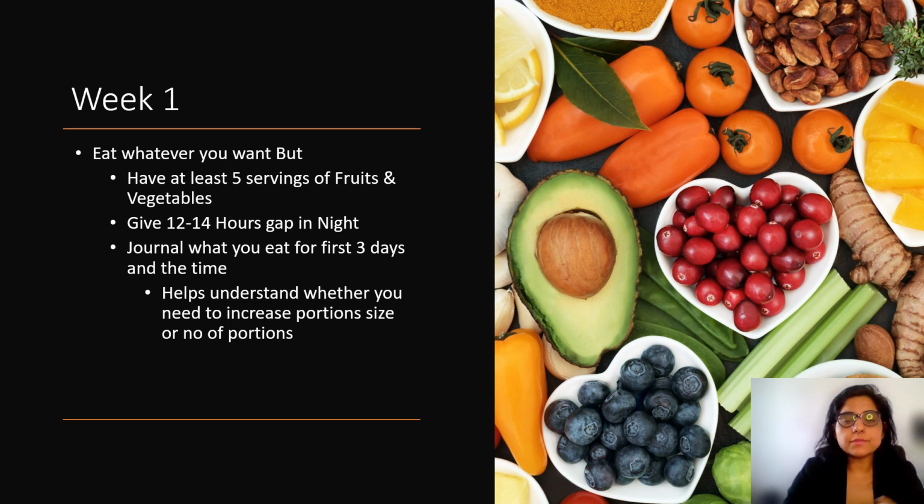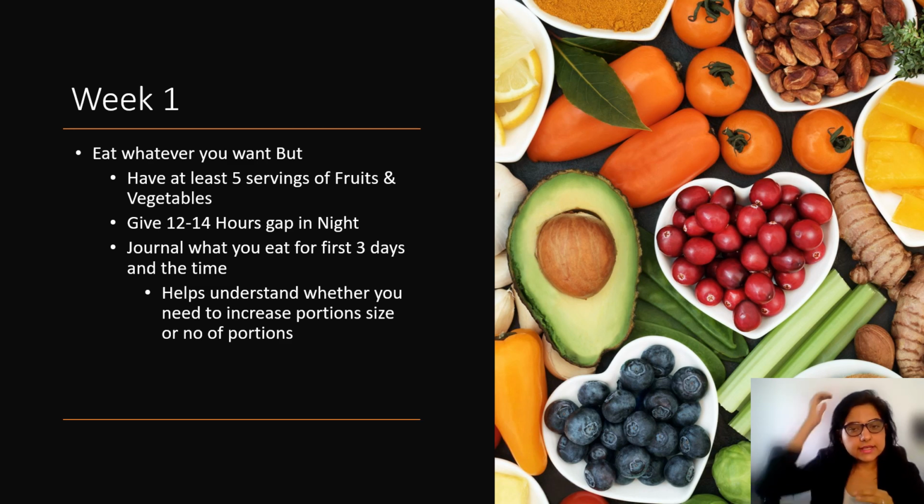Now, let's come to the homework of week 1. So as we discussed, have at least 5 servings of fruits and vegetables on a daily basis. In the night, whenever you have your food and the next day when you break your fast, you should have at least a 12 to 14 hours gap.